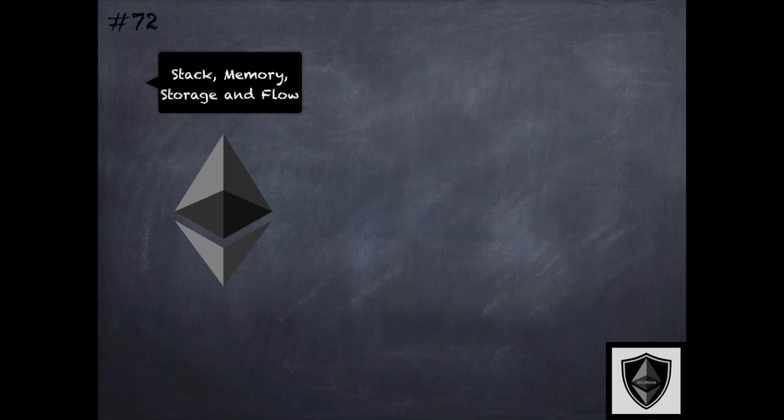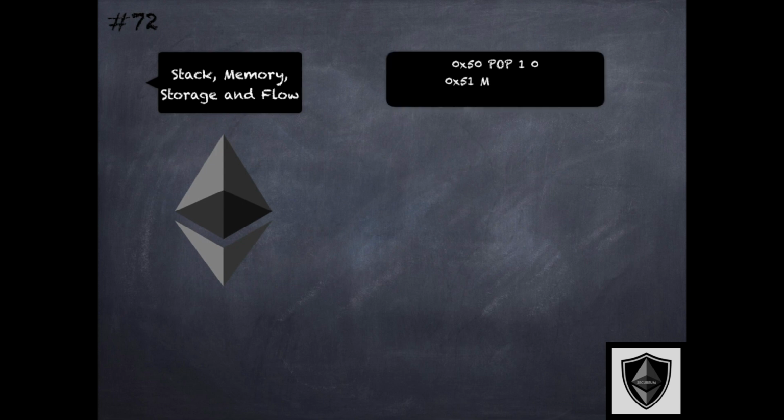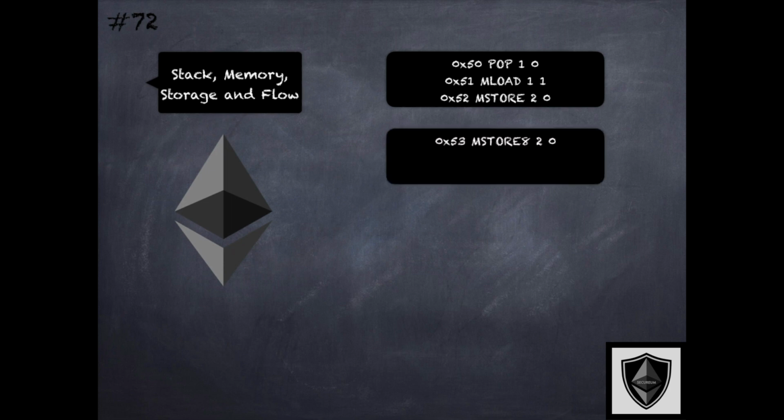The next category of instructions are related to the stack, memory, and storage, load and store operations, and also those that affect the control flow. The first instruction is the pop instruction that pops an element off the stack. Then we have mload and mstore that load and store from memory, which we talked about. We also have mstore8 that stores a single byte to memory instead of the word. And then we have the sload and sstore instructions that load and store words from and to storage.